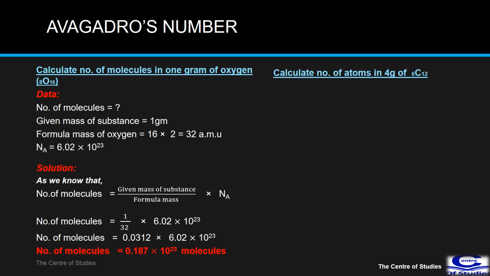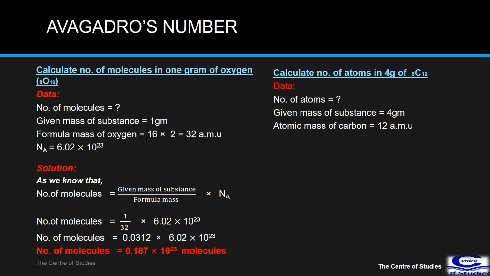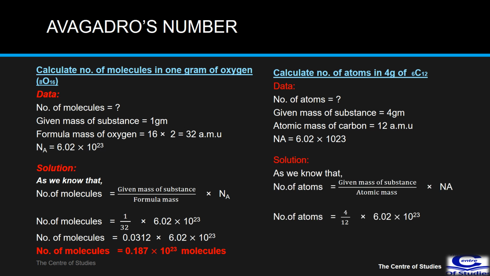Let's look into another example. We can calculate the number of atoms in 4 grams of carbon as well by using Avogadro's number. Making data, coming to the solution. Now placing the value in the equation, number of atoms is equal to the given mass of a substance divided by atomic mass into Avogadro's number. So the equation becomes number of atoms is equal to 4 divided by 12 into 6.02 exponent 23. When 4 is divided by 12, it becomes 0.33, and when it's multiplied by 6.02 exponent 23, we get the answer, which is the number of atoms in 4 grams of carbon is 2.004 exponent 23 atoms.